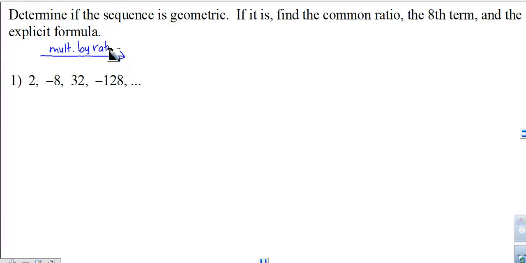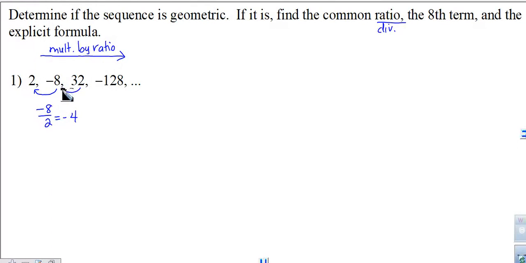So the easiest way to find out if it has a common ratio is to actually pay attention to the definition of the word itself. This implies division. So what we can do is use a backwards division to test. If I take the second term, -8, and I divide it by the first term, 2, I get -4.